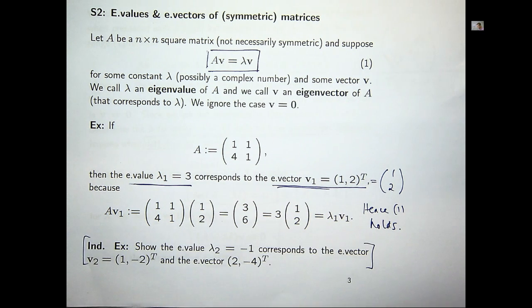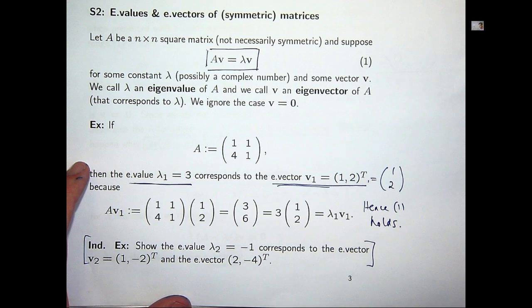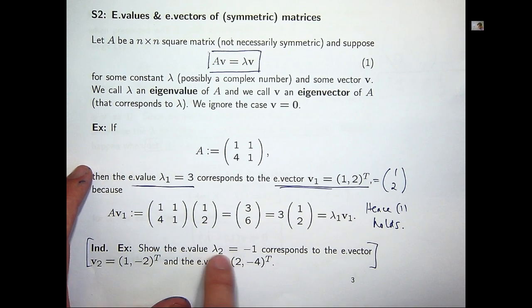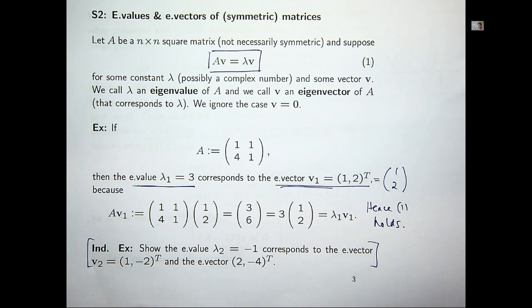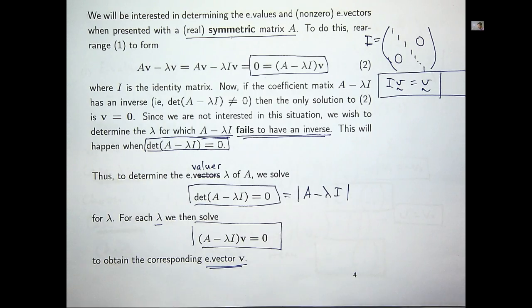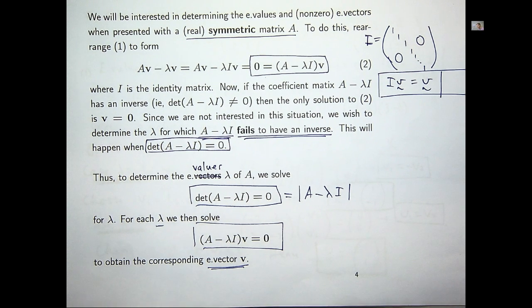Okay, so here's an example for you to try. Show that the eigenvalue lambda equals -1 corresponds to this eigenvector and this eigenvector for this matrix. So essentially just repeat the steps here. We are going to be interested in how to determine the eigenvalues and the eigenvectors when you're given a real symmetric matrix.